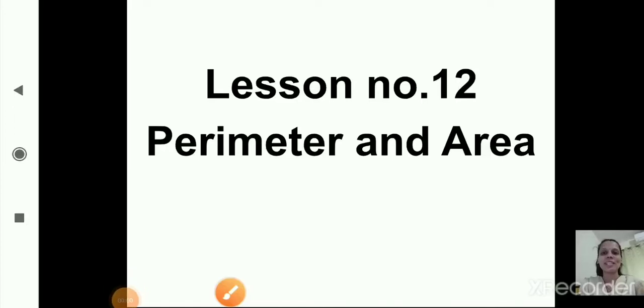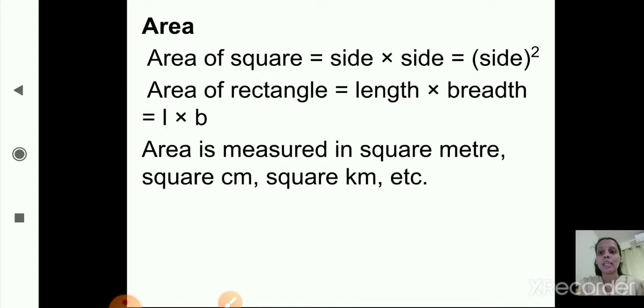Good morning students. In the previous session we started practice set 45. In that we completed question number 1 and question number 2. Once again we will see the formulas to find out area.